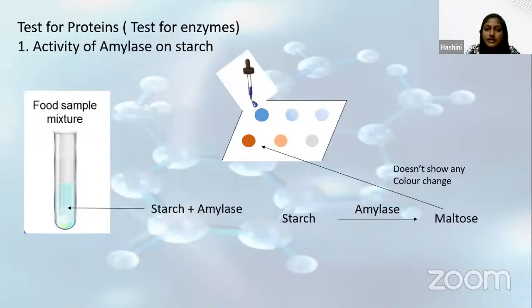Right. Here also, we have to identify the test for proteins. We have to identify this test. Starch, when amylase enzyme is present, converts to maltose. Okay. Therefore, protein is important as an enzyme, right?